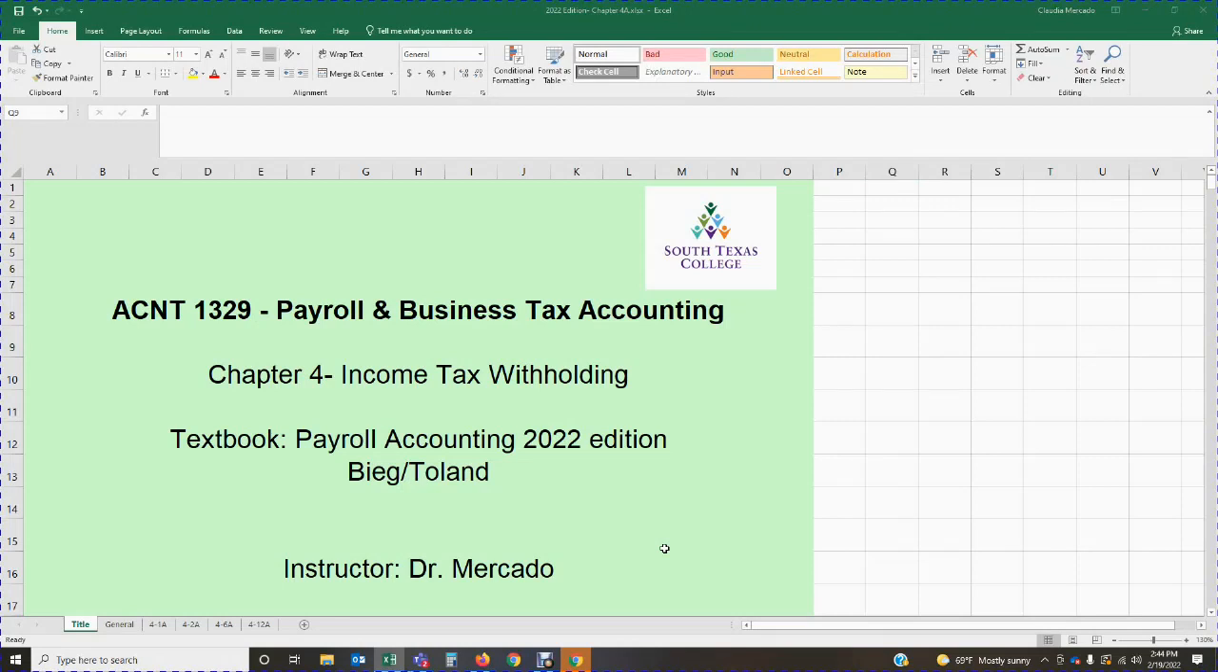Okay, the problem that we're going to be covering is problem 412A. This is a long problem. There's a lot of forms that need to be completed, so let's be patient and pay extra attention to all of the details in the forms. Okay. This is Accounting 1329, Payroll and Business Tax Accounting, and we are covering material from Chapter 4, which deals with income tax withholding.